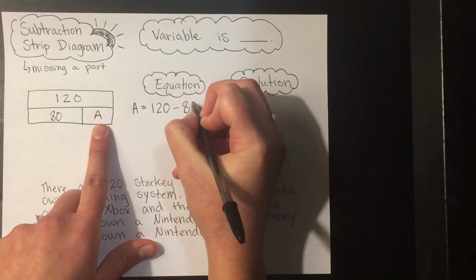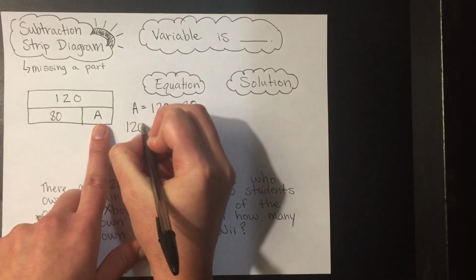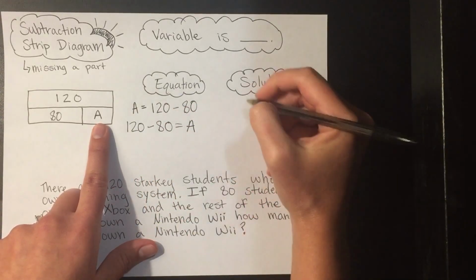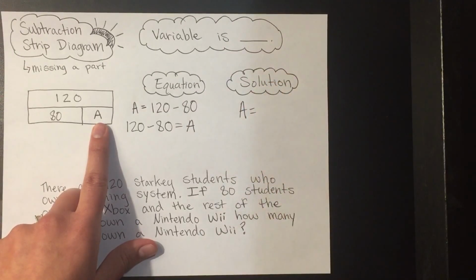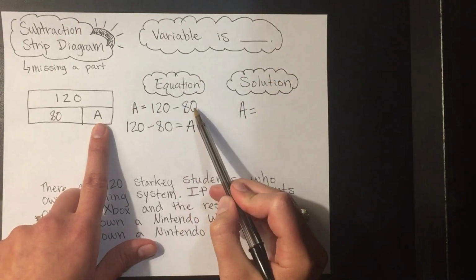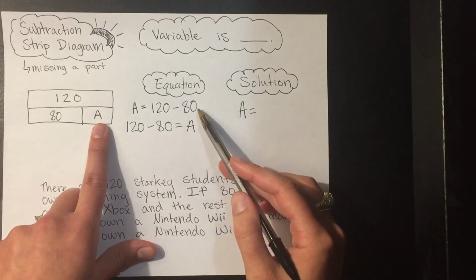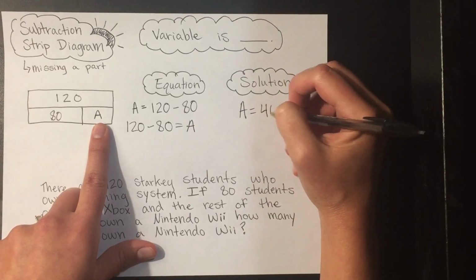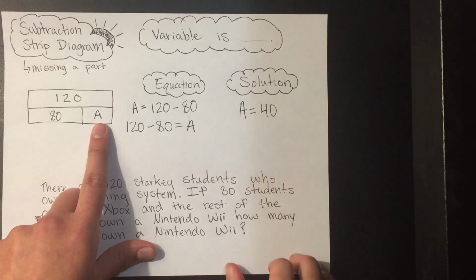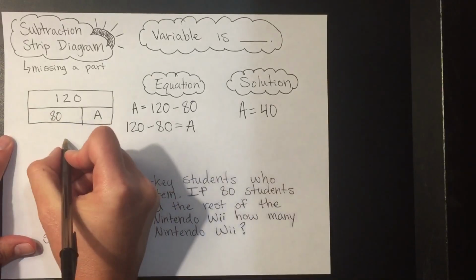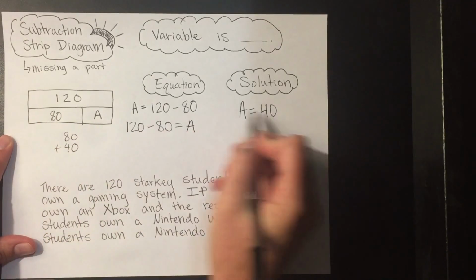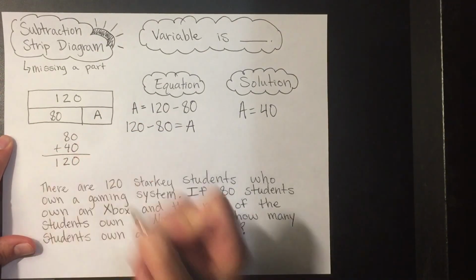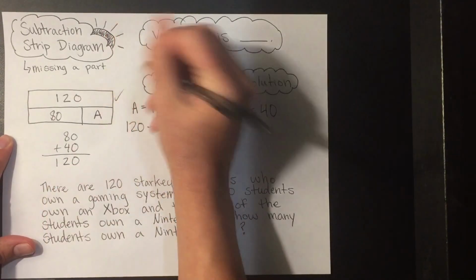120 minus 80. You could write that too as 120 minus 80 equals a. Either way, it says the same thing. The solution would be when you actually solve for a. So 120 minus 80. I know from 80 to 100 is 20, 100 to 120 is 20 more, and 20 plus 20 is 40. So the solution here is 40. And when you go plug it back in to check, if you were to write 80 plus 40, so actually solving and placing it in, your sum is 120, and that's exactly what it shows.